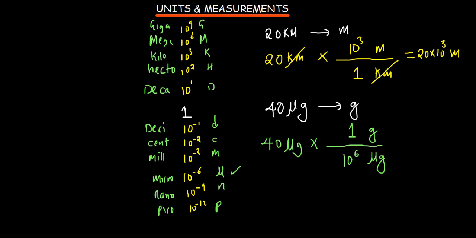Okay, so therefore you can see microgram will cancel with microgram. So we are now going to multiply 40 by 1 divided by 10 to the power 6. So that is going to be 40 times... Remember from your indices in high school, when you have got a number that is down and it has got a power, you can take it on top and the power becomes negative. Remember from indices? So yeah, this is the conversion: 40 times 10 to the power negative 6 grams.